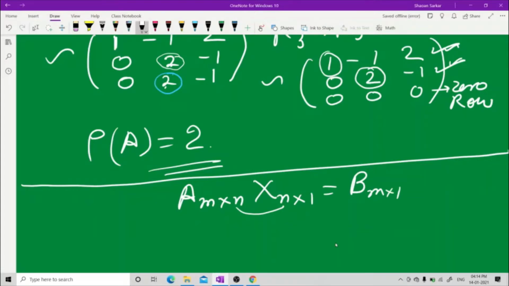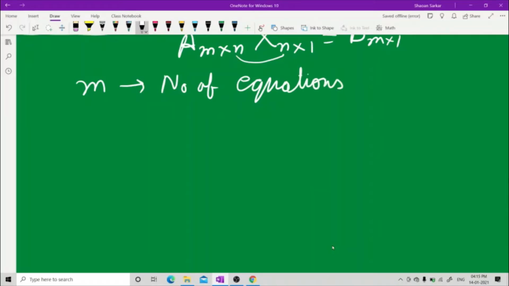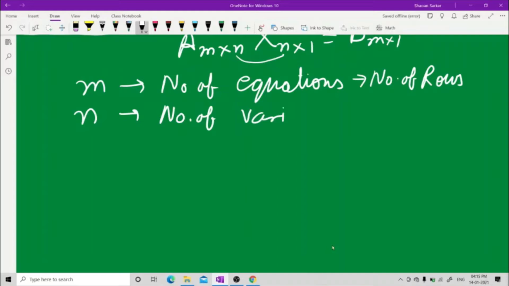Now see one thing here, M, because I will be using it to solve linear equations. I'll take the help of rank to solve linear equations. Now M is the number of equations, that is the number of rows, and N, the number of variables, is the number of columns.